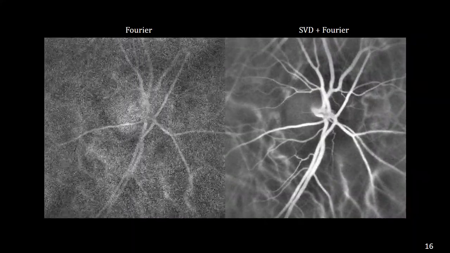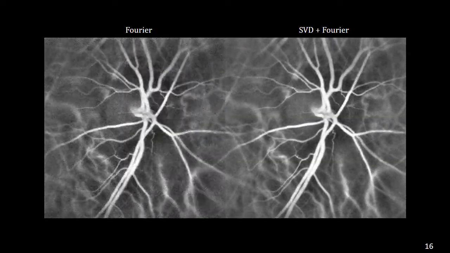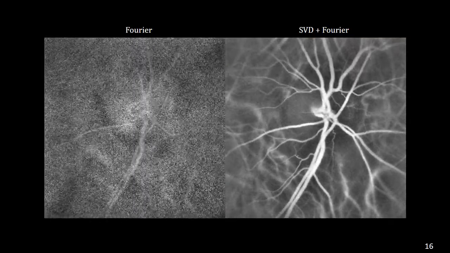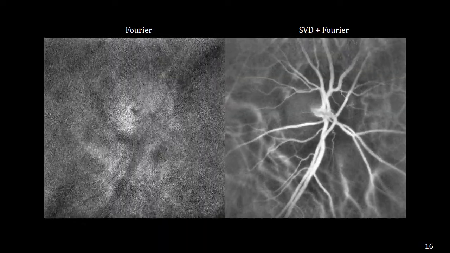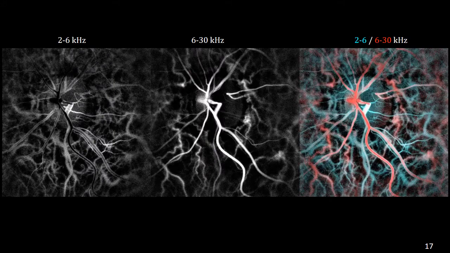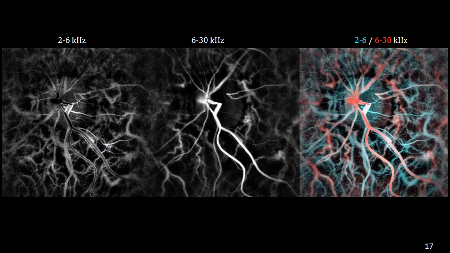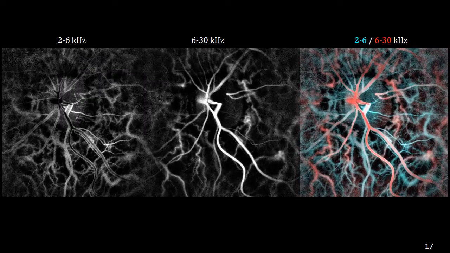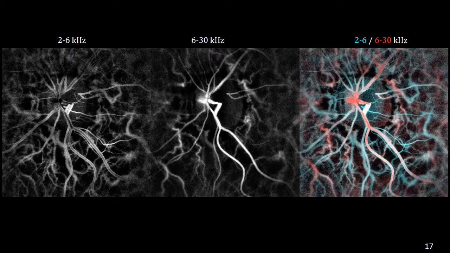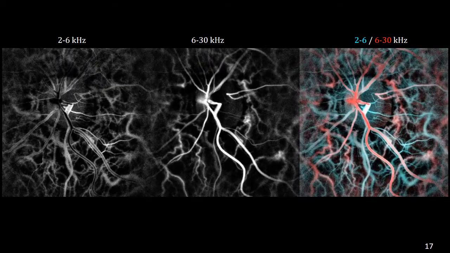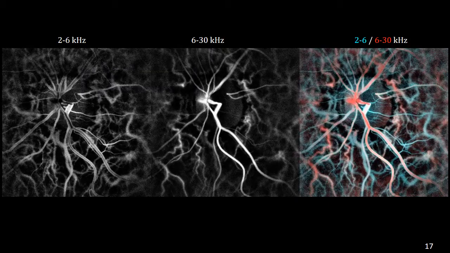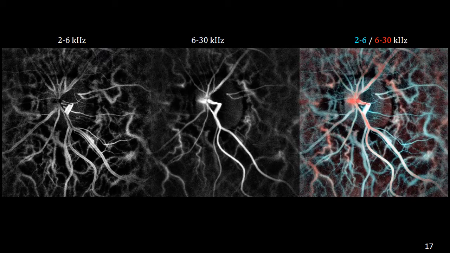And this is what it amounts to when we look at blood flow movies. On the left is just with Fourier filtering, and on the right is SVD plus Fourier. On the left there is all of this pulsatile eye motion, and the dynamic is very poor, and on the right it's very nicely revealing all the blood flow at low frequency. And this ability to reveal blood flow at low frequency is absolutely crucial because it's the smaller blood vessels, and it's also choroidal veins. So in this example we're combining the movie on the left, which is the 2 to 6 kilohertz in cyan, and the high frequency 6 to 30 kilohertz in red on the movie on the right. Before we were not able to do that because the movie on the left was completely dominated by eye motion.